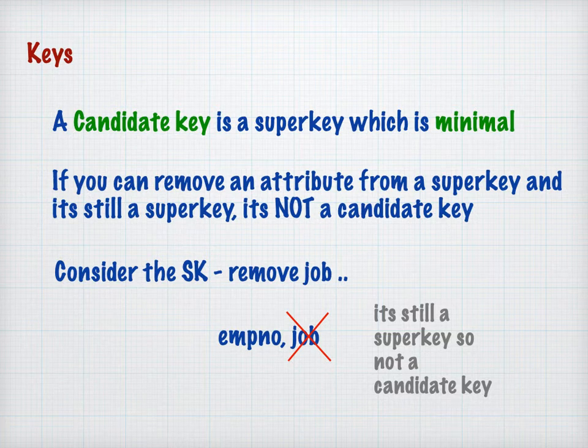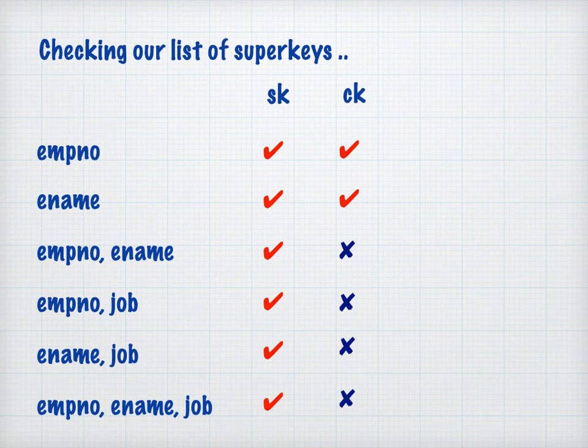And what you could do is work your way through all the different super keys and see if they are as minimal as they can possibly be. So let's imagine that you had this list of super keys, and you can see they're all super keys. If you trace down the super key column, you can see that we have a long list of ticks there which indicate they're all super keys. Are they candidate keys? We're looking for that minimal property. With emp number ename, we could throw ename away, so it's not a candidate key. Emp number job, well, we just threw job away. We know it's not a candidate key.